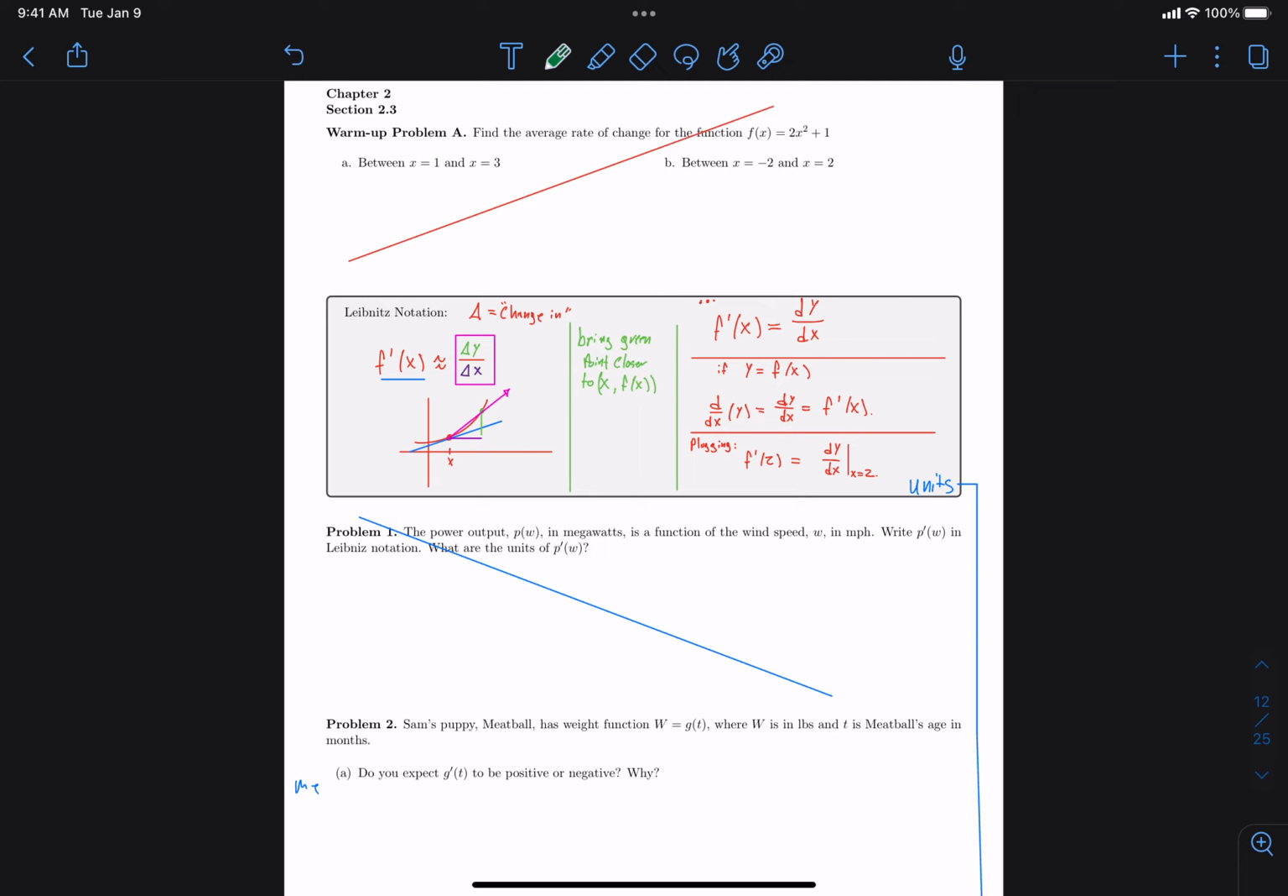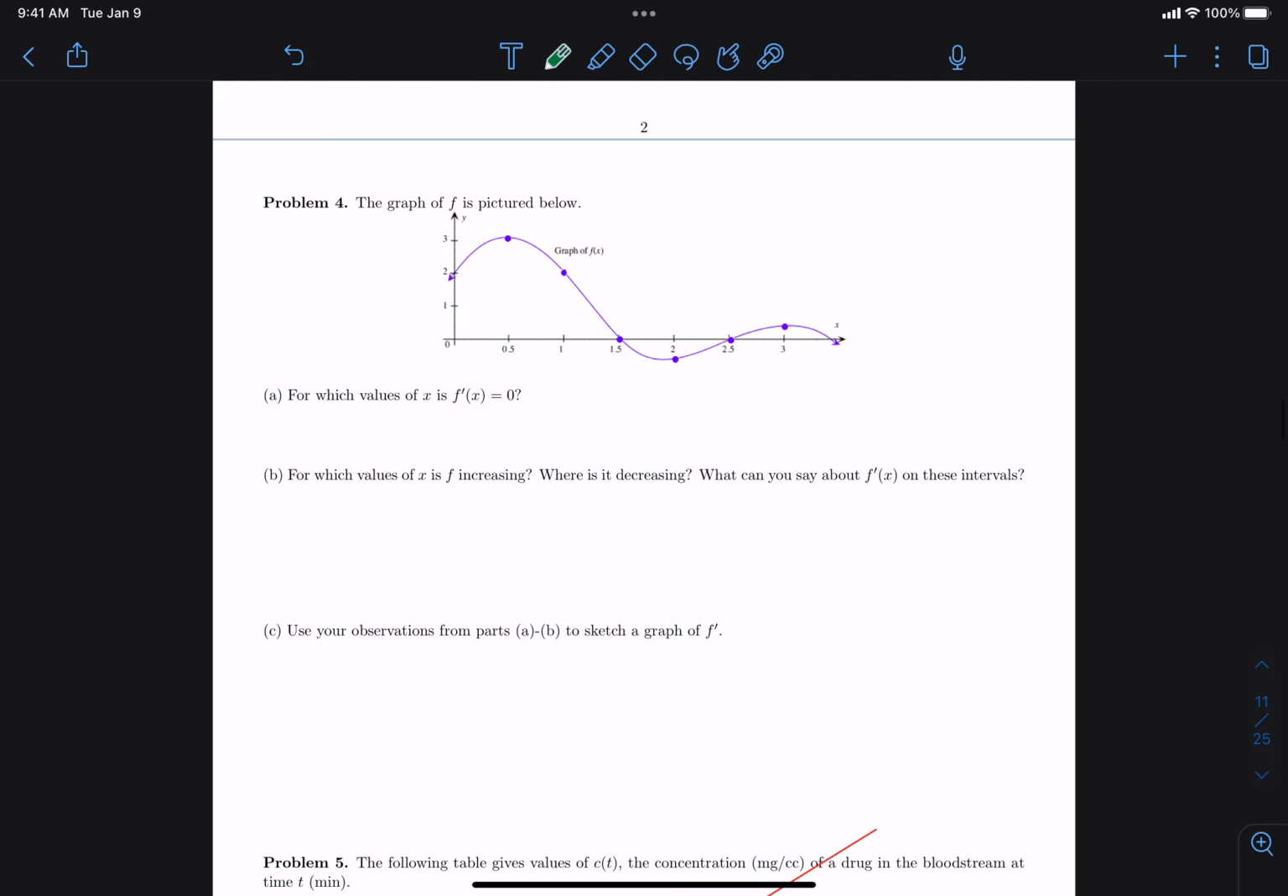Two. How much time I got? Oh, plenty of time. This is beautiful. I've never felt like I had so much time in my life.